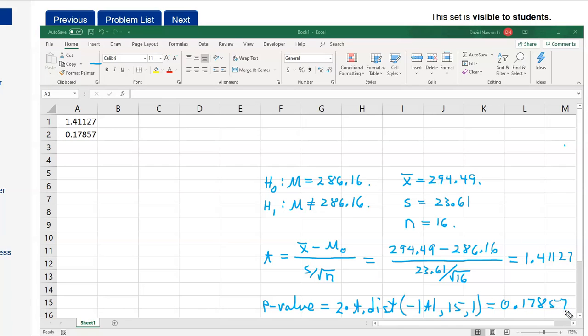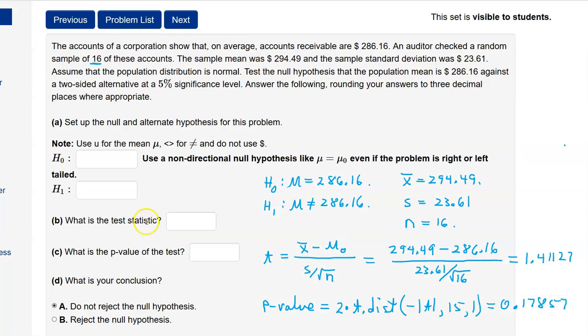All right, let's go back to our problem. Here our null hypothesis is mu equals. Our alternate is that mu does not equal. Remember, that's how we type not equal in WebWork. Our test statistic we found to be, and our p-value is.